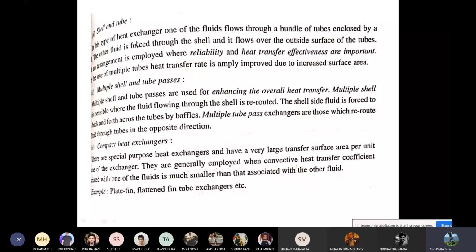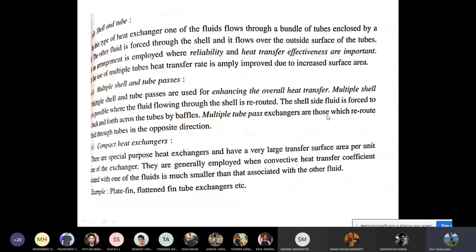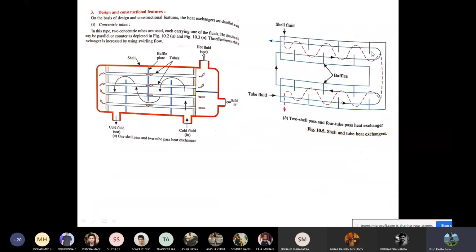In this type of heat exchanger, one of the fluids flows through a bundle of tubes enclosed by a shell. The other fluid is forced through the shell and flows over the outside surface of the tubes. Since multiple tubes are used, heat transfer is greatly improved due to the increased surface area. Because the number of tubes is increased, the heat transfer rate is higher compared to others. Multiple shell and tube passes are used for enhancing the overall heat transfer. Multiple shells are possible when the fluid flowing in the shell is rerouted. As you can see, with multiple shells, one fluid is coming and then again it's moving from another direction.